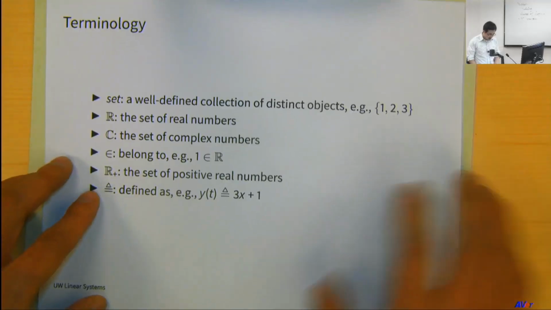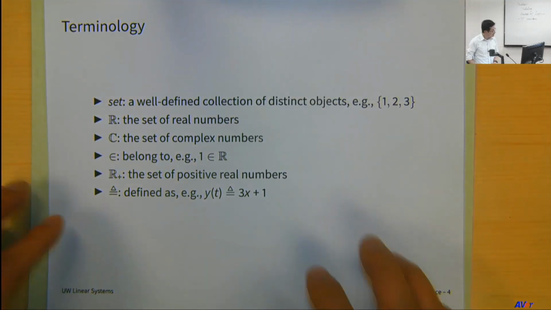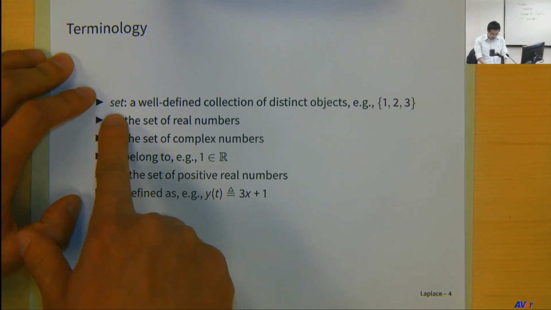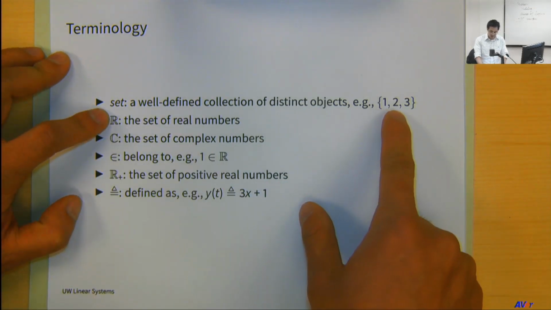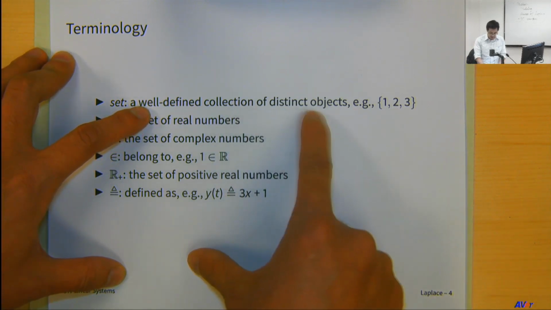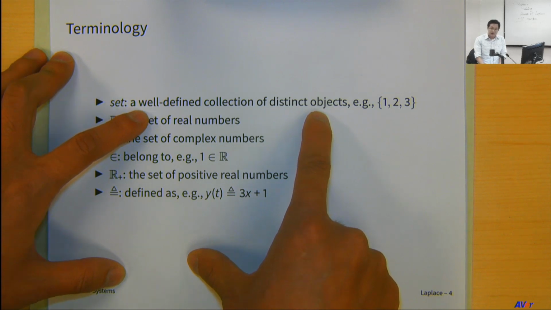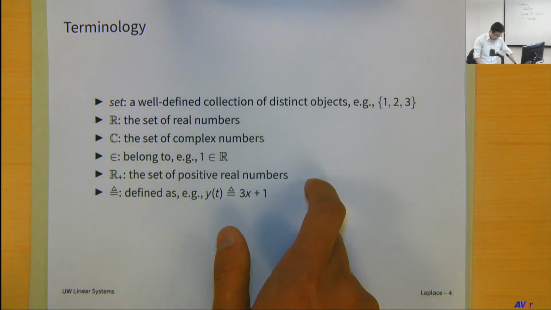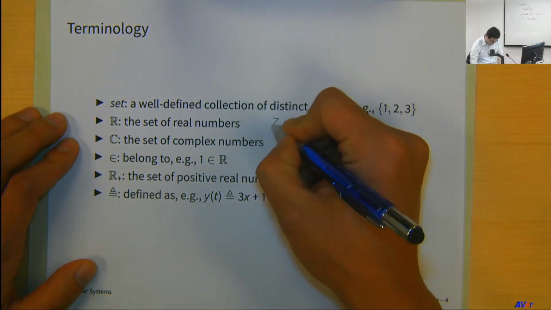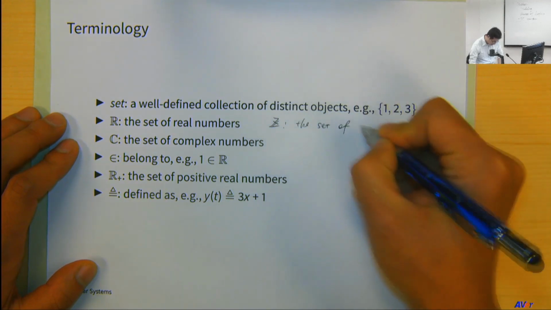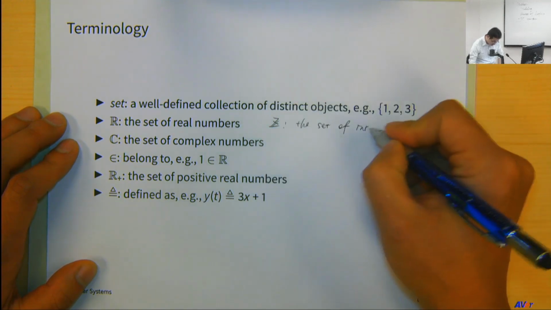Now, some terminology, just to set the language, set a common background. We say a set, such as 1, 2, 3 here, is a defined collection of distinct objects. All right? So the set 1, 2, 3, 5, 6, the set of integers, we call it Z. So the Z set is the set of integers that we use. Positive, just integers.